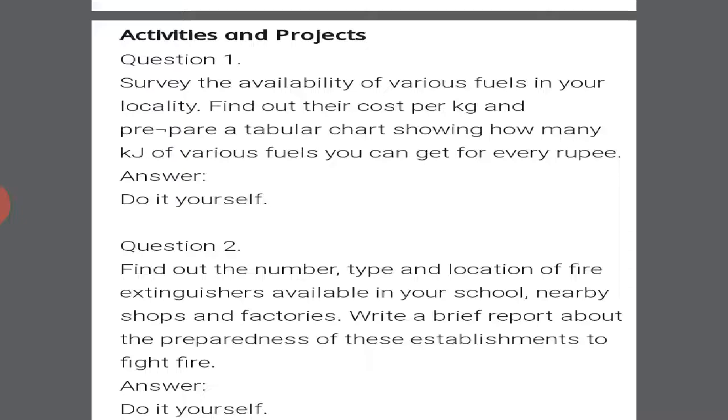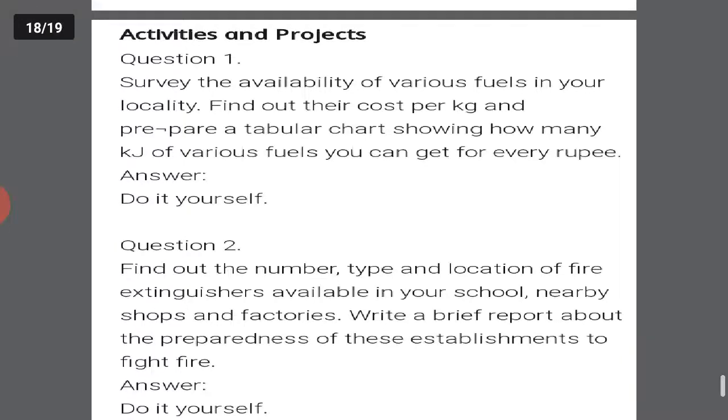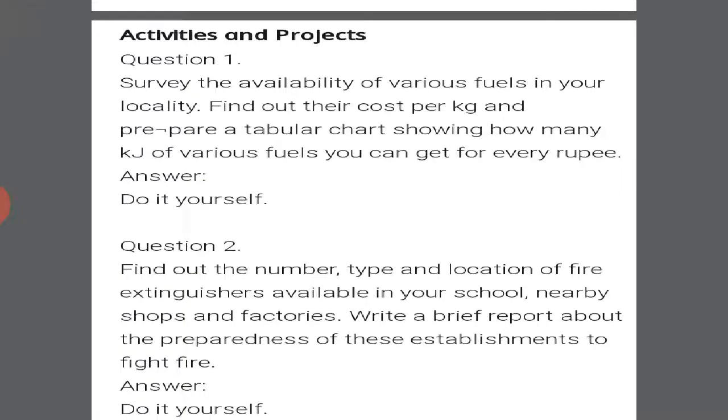Next is, find out the number, type and location of fire extinguishers available in your school, nearby shop and factory. Write a brief report about the preparedness of these establishments to fight fire. You can find out the fire extinguishers installed in your school, in a nearby factory or in any shopping mall. But due to lockdown you will not be able to perform these activities, so wait for the proper time.